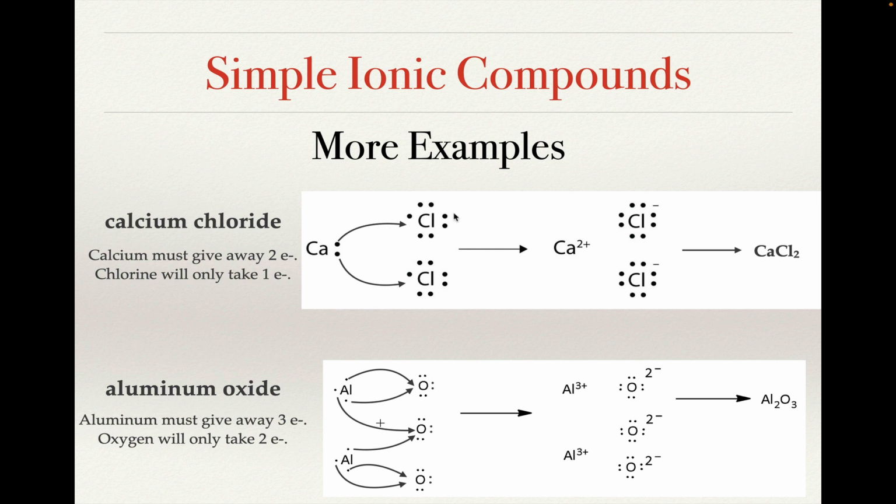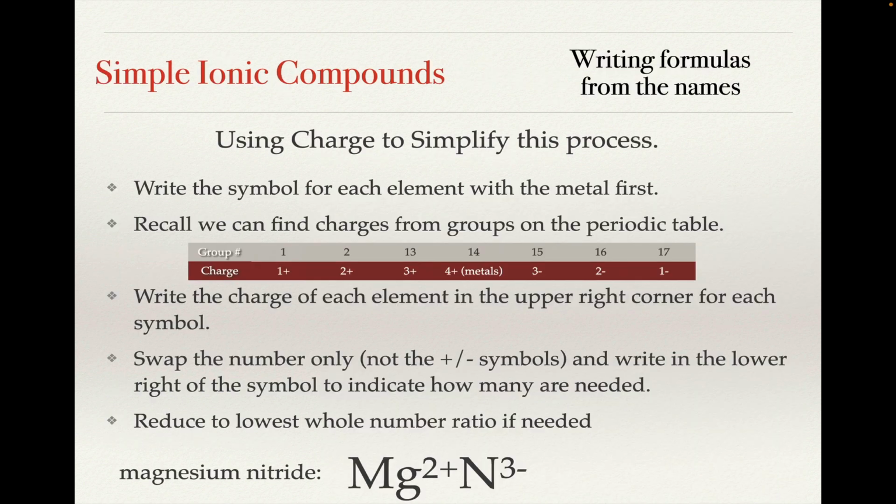Okay. Now, this is a lot of writing, a lot of drawing to do, so there's actually a faster way to do that. The faster way allows us to use the charge to simplify this process. In that case, we're going to write the symbol for each element with the metal first. And then we're going to recall the charges that we have. So remember, all of our group 1 are +1, group 2 are +2, group 13 are +3, group 14 metals are +4, group 15 is a -3, group 16 is a -2, and group 17 is a -1.